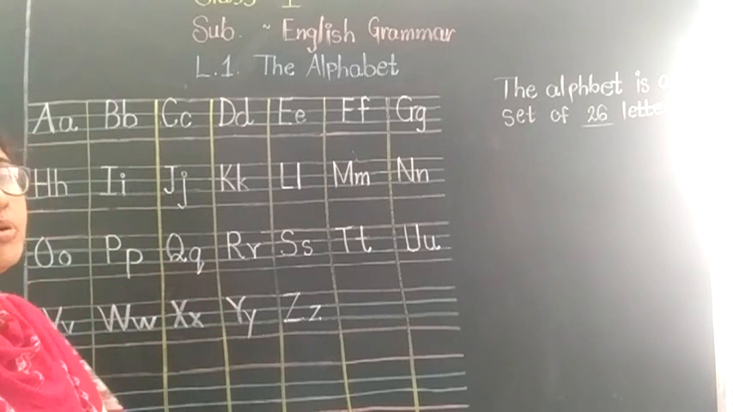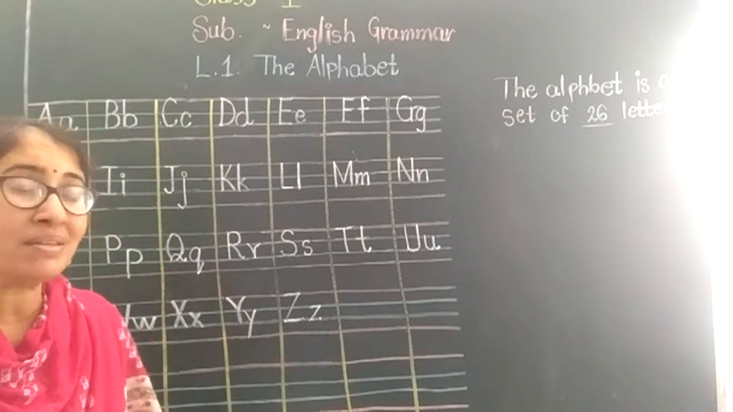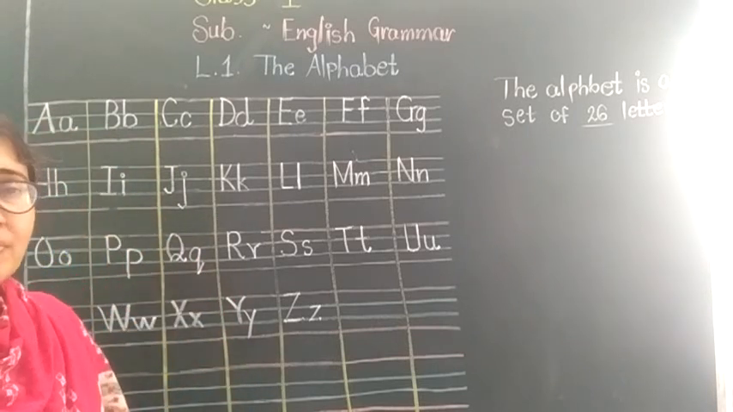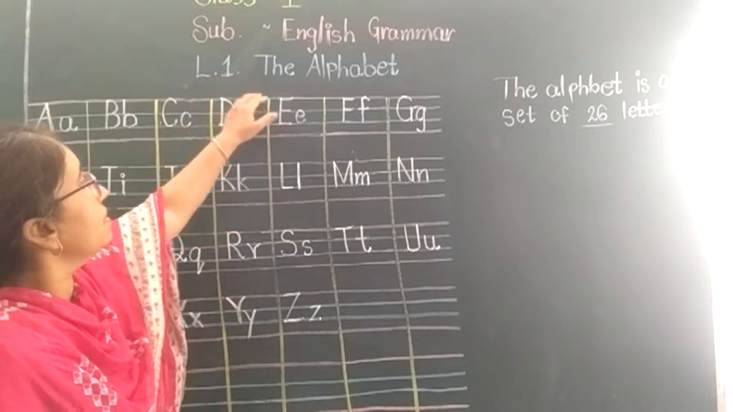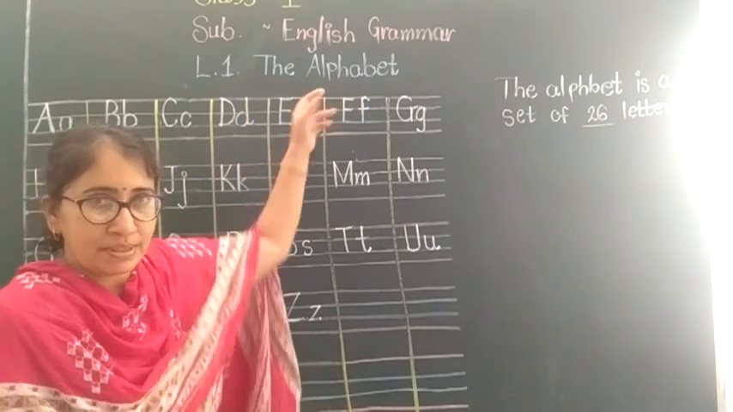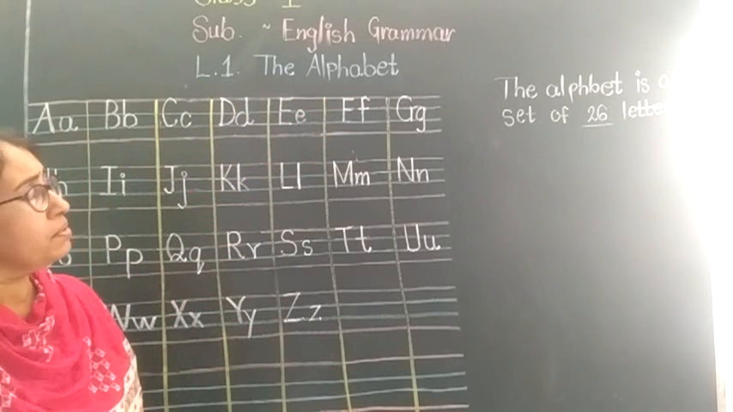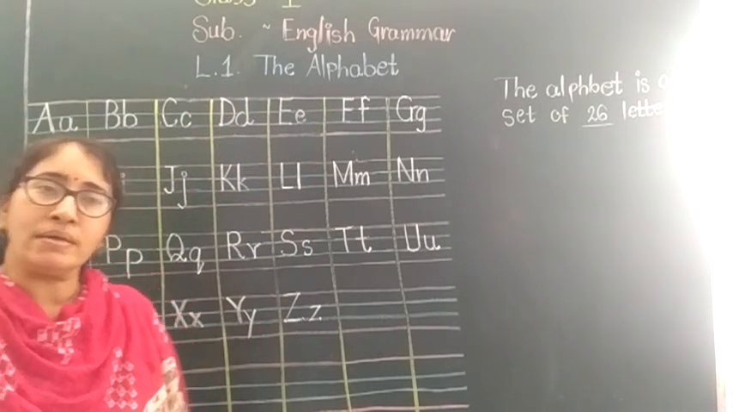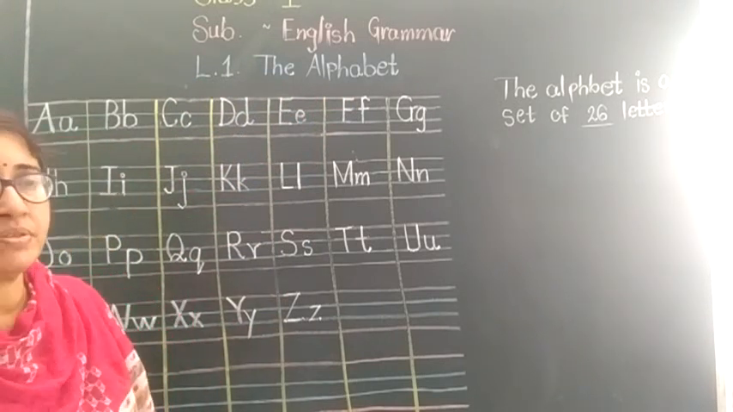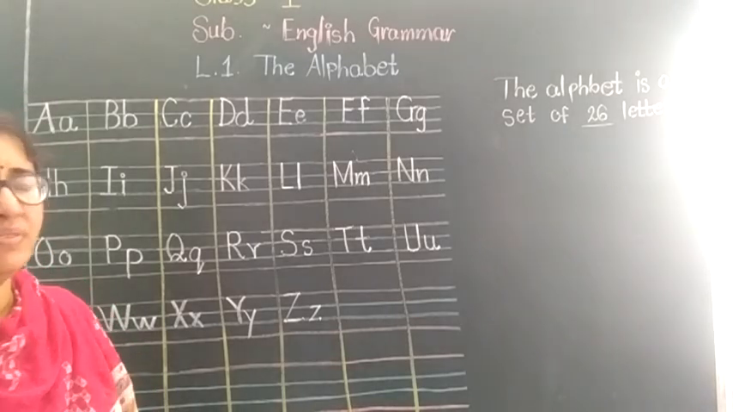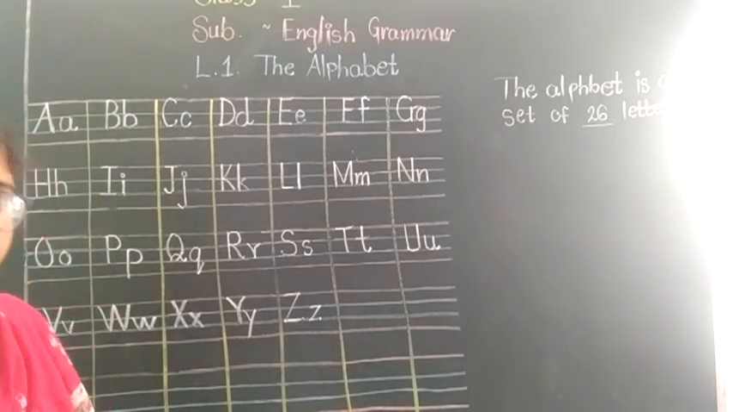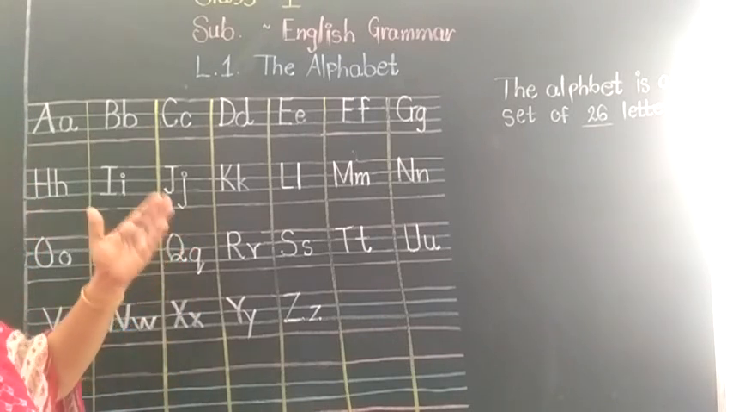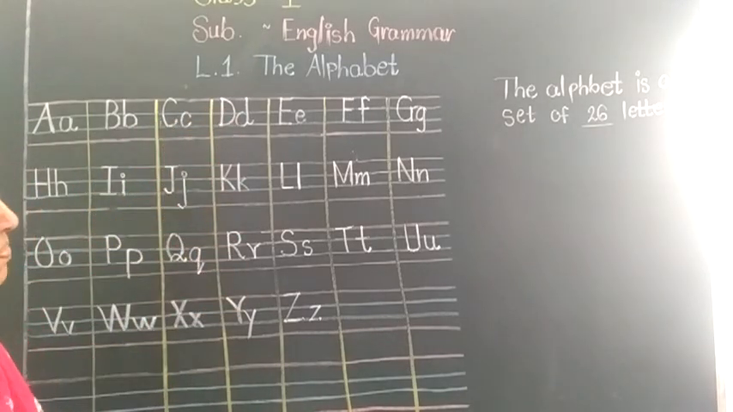Okay, children, today I am going to explain your familiar topic, your grammar lesson 1, the alphabet. You are learning this alphabet from your nursery section in the form of various rhymes and various stories. So you are familiar with the topic alphabet.